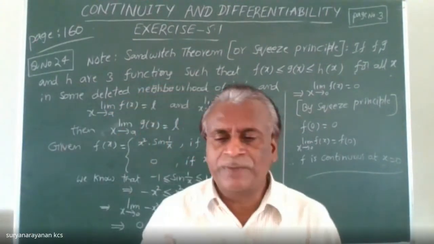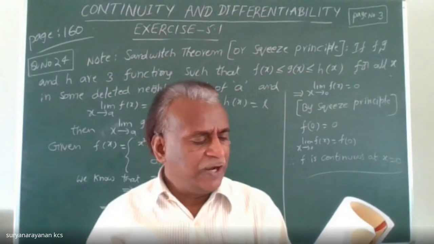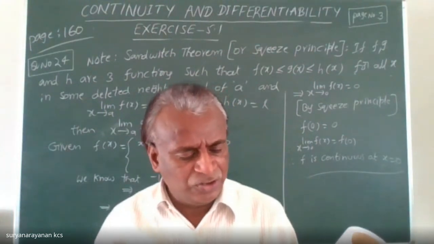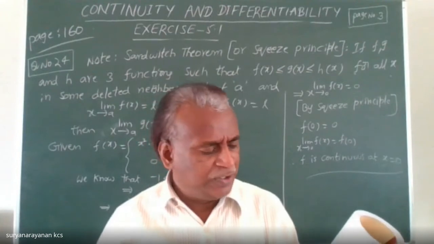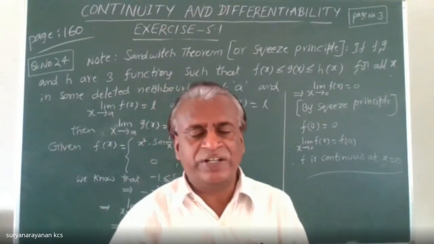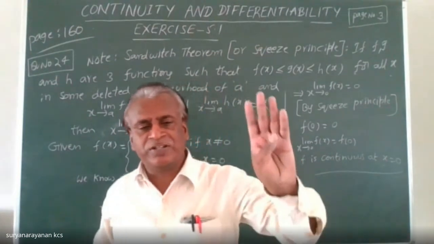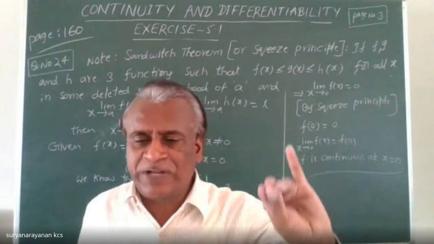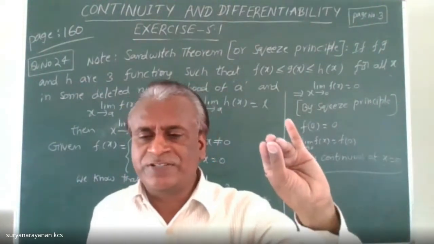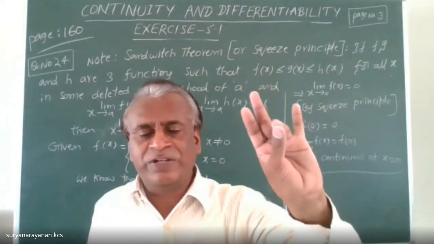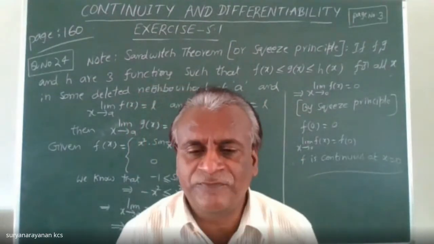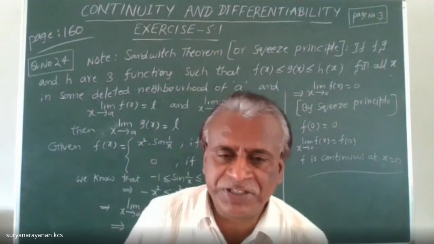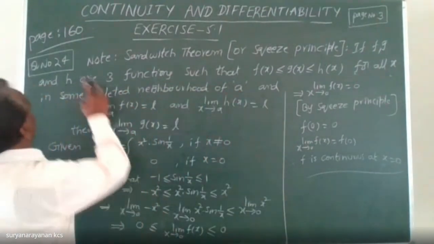Now come to the question number 26. Find the values of k so that the function f is continuous at the indicated point in the exercise 26 to 29. So 26, 27, 28, 29. All these four questions are of the same type. You have to find the value of k if the given function is continuous at a given point.